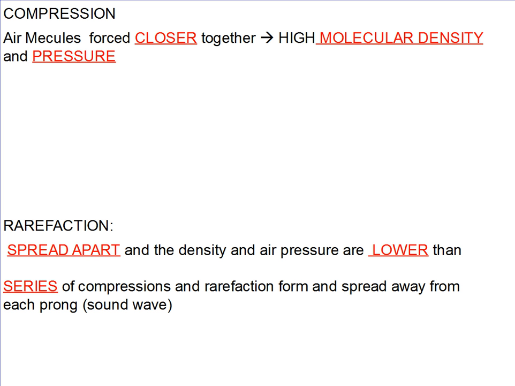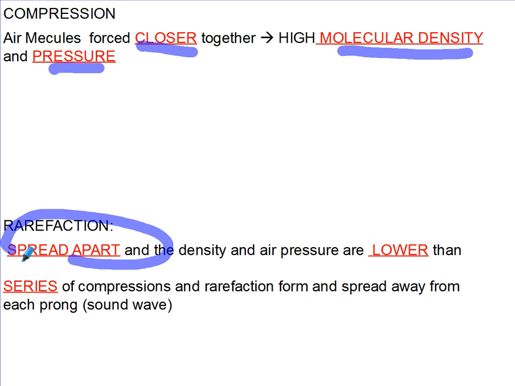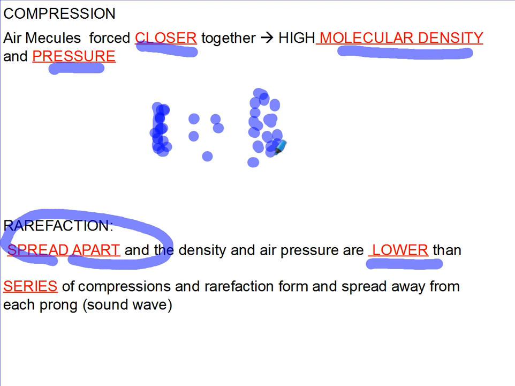Now let's talk about compressions and rarefactions. On a compression, the air molecules are pushed closer together, so you get a high molecular density or a large pressure. On a rarefaction, they're spread further apart. The density is lower, the air density is lower. And whenever you have a series of compressions, you tend to have a lot of dots, and rarefactions, fewer dots. Compressions, a lot of dots. Rarefactions, fewer dots. Ooh, that's too many. You wind up with sound waves.